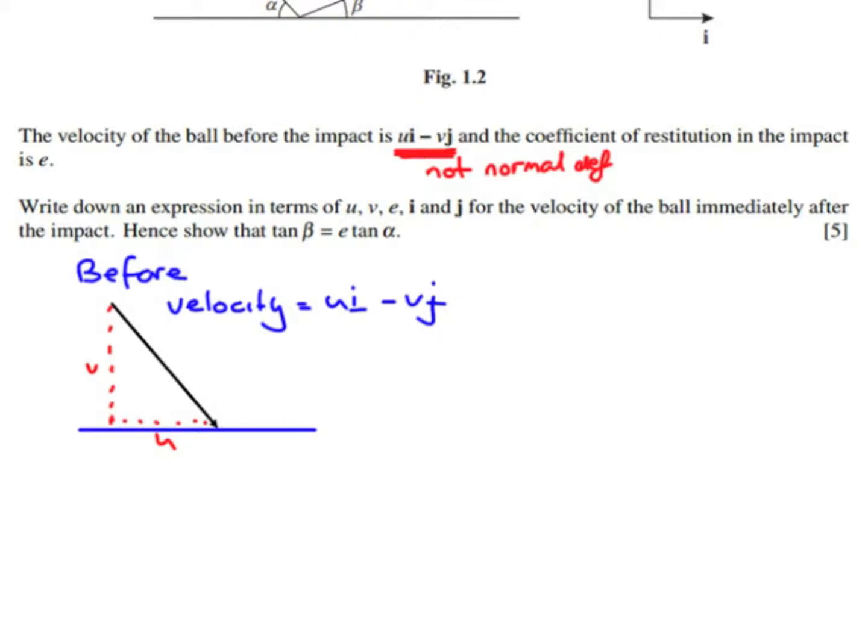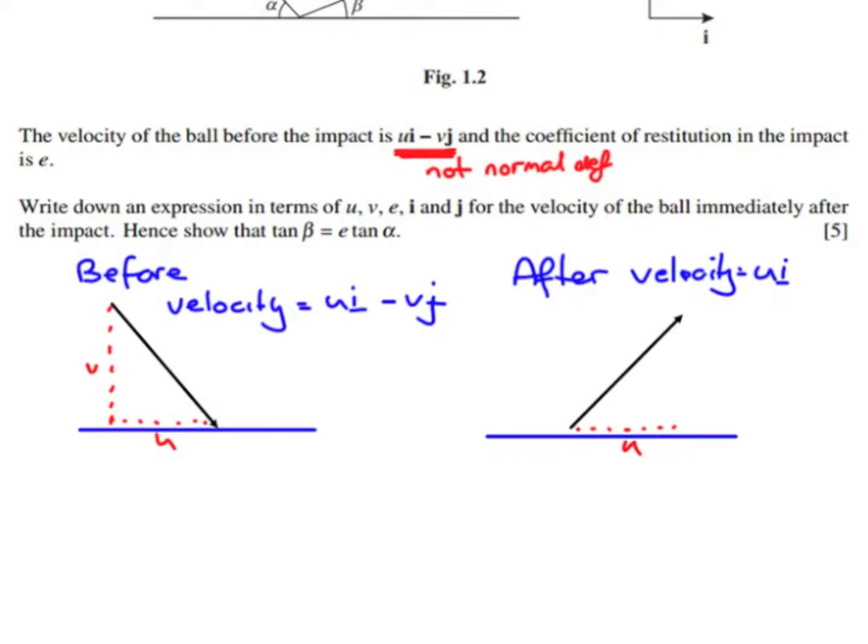Now, after the collision, there are a couple of things we need to remember. Firstly, the coefficient of restitution has no impact in the horizontal direction here, but it does have an impact in the vertical direction here. So in the i direction, the velocity doesn't change, it remains just u. But in the j direction, the coefficient of restitution comes into play, and it's going to be e times v.